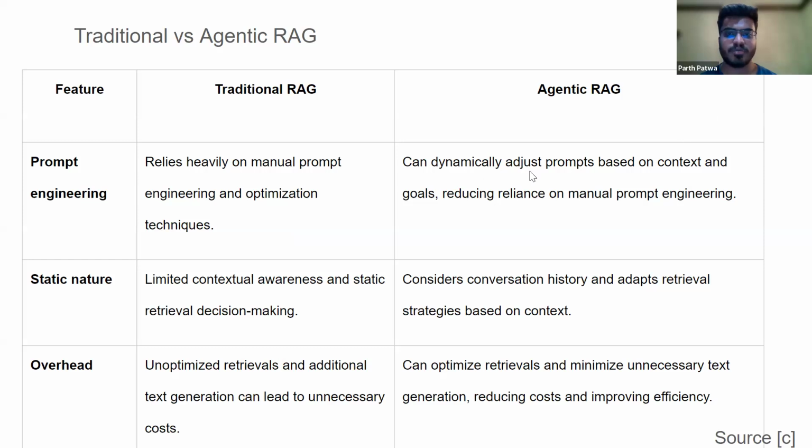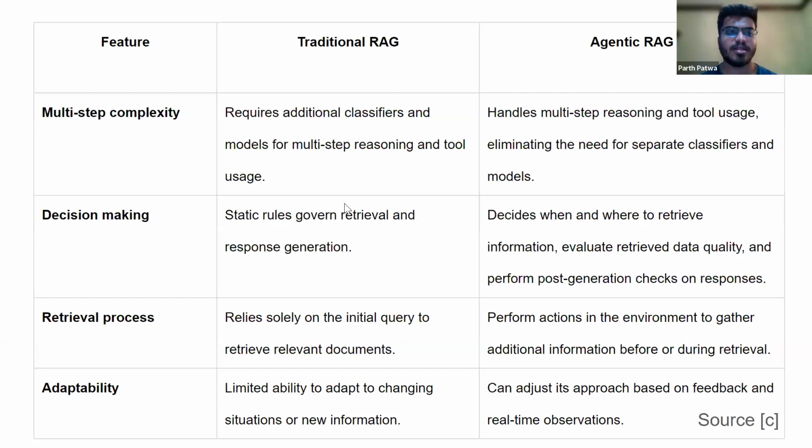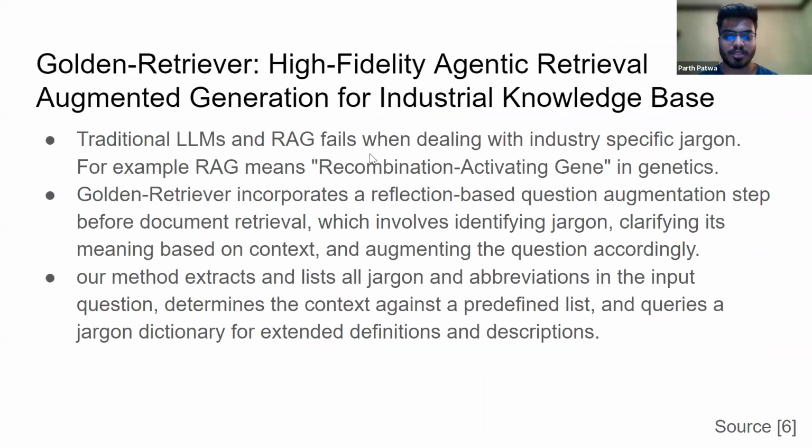So in agentic RAG, we can dynamically adjust the prompt, similar to routing the prompt. Then it is quite dynamic, a lot more optimal, and can reduce the cost. Like if you don't need some few-shot examples in the context, you can just remove them using agentic RAG. It has decision making and adaptability as well. So agentic RAG is much more powerful than traditional RAG. I'll get into some papers on agentic RAG.